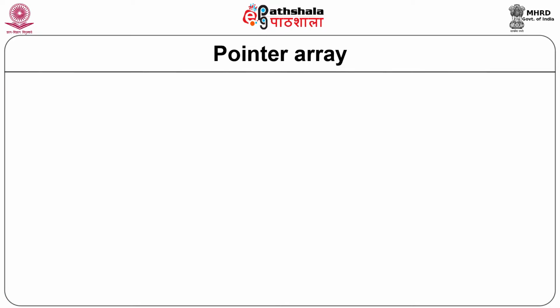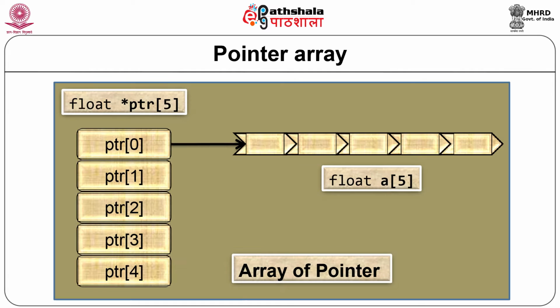Let us see pointer array. Pointer array is an array of pointers. We can store pointers, that is address of memory, in the array. You can see in this slide there are 5 different pointers indexed from pointer 0 to pointer 4. So, pointer 4 means fifth element.